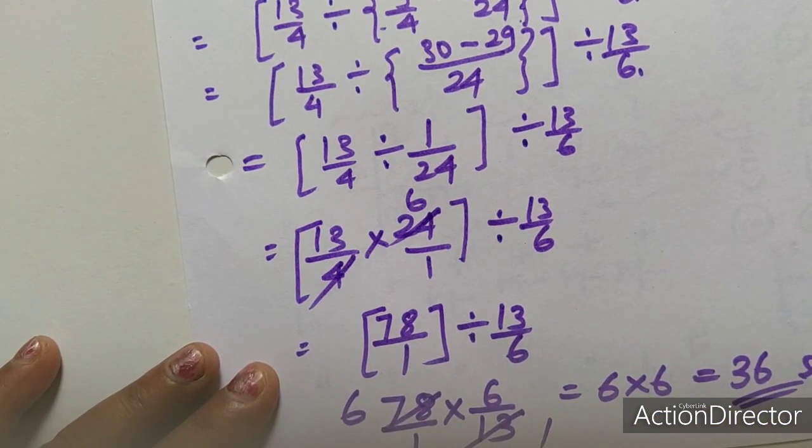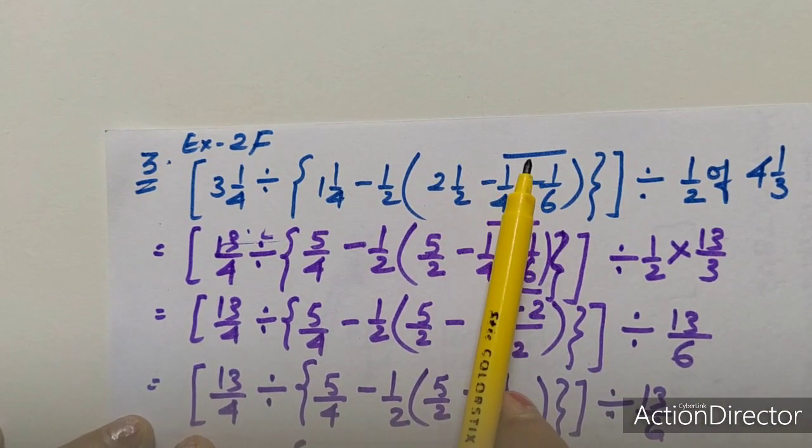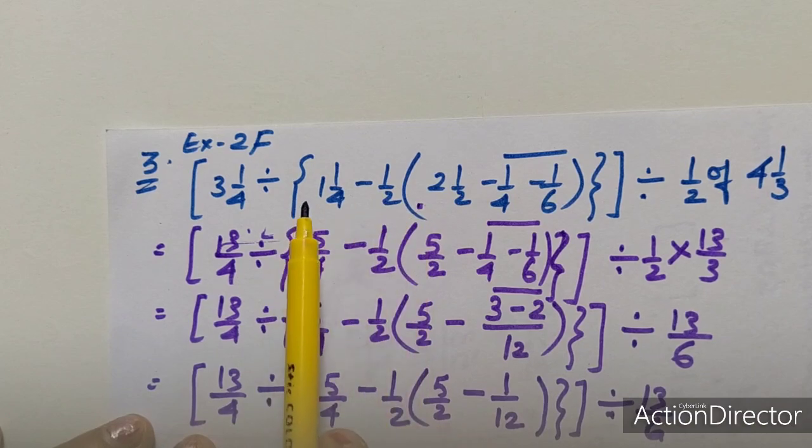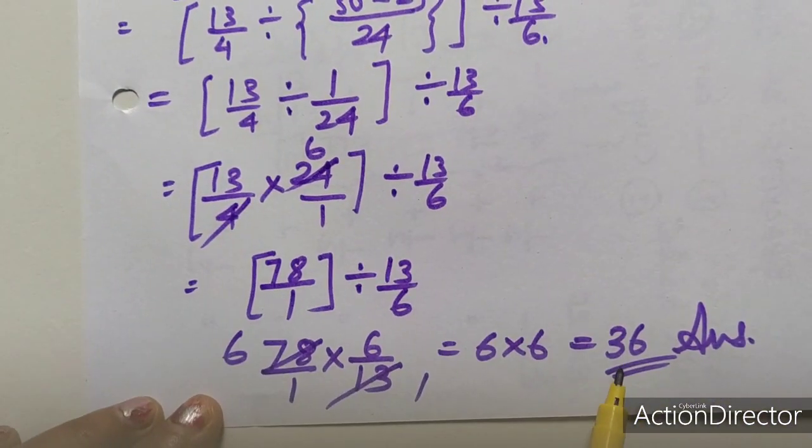This will be the answer. So the basic step is that we have to start solving with the bar, then the common bracket, then the curly bracket, and at last the square bracket. So your result will be 36.